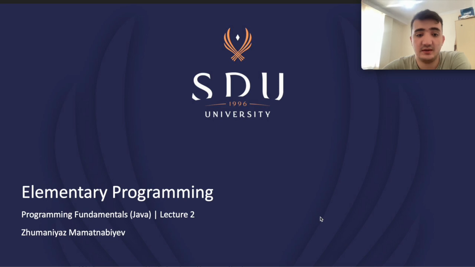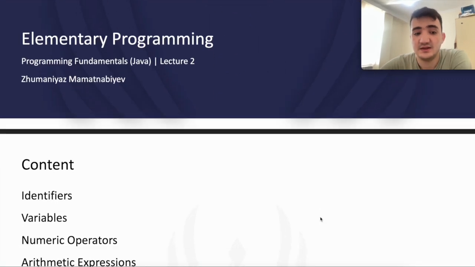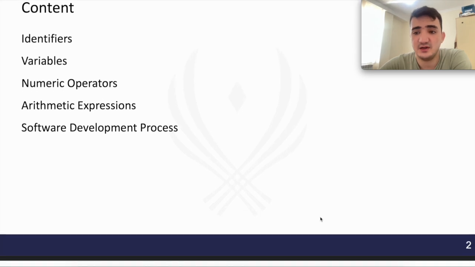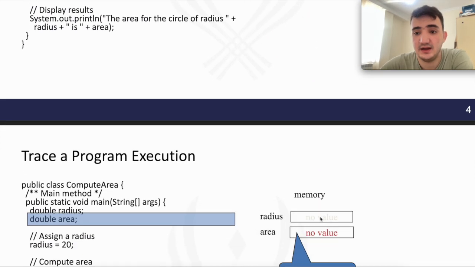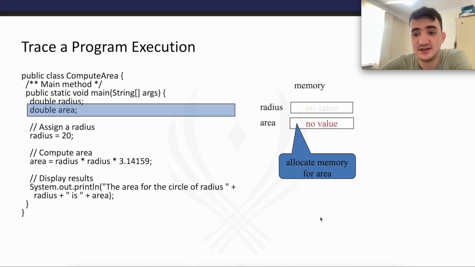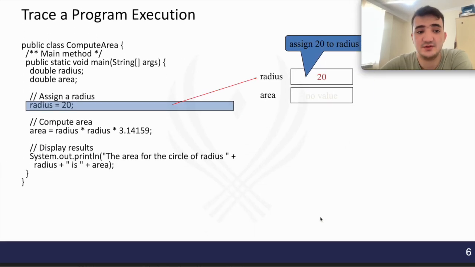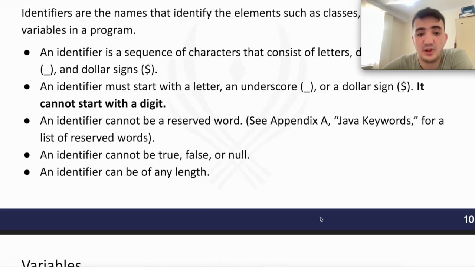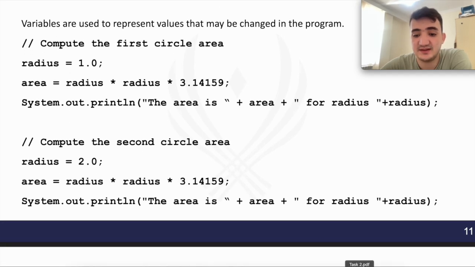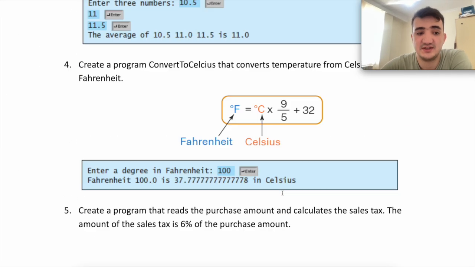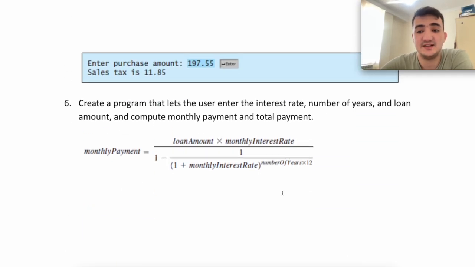During the second week, students were introduced to elementary programming in Java, so things like identifiers, variables, arithmetic, numeric operators, and software development process. Once again, I helped the students to understand these topics, grasp them, and also help them to learn how to apply these into their coding. So during the practice lesson, they were given their second task, which this time contained 6 different problems.